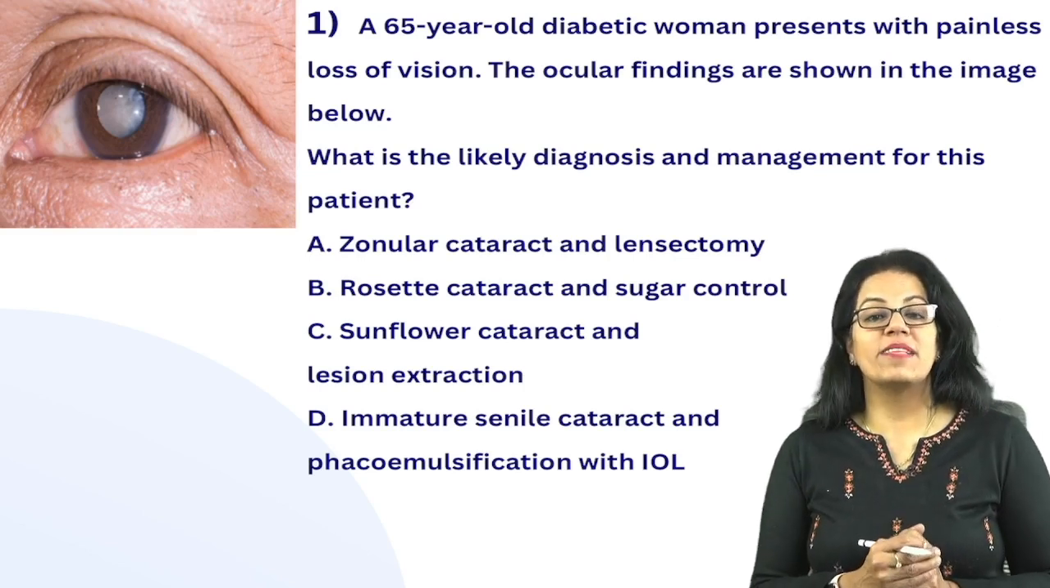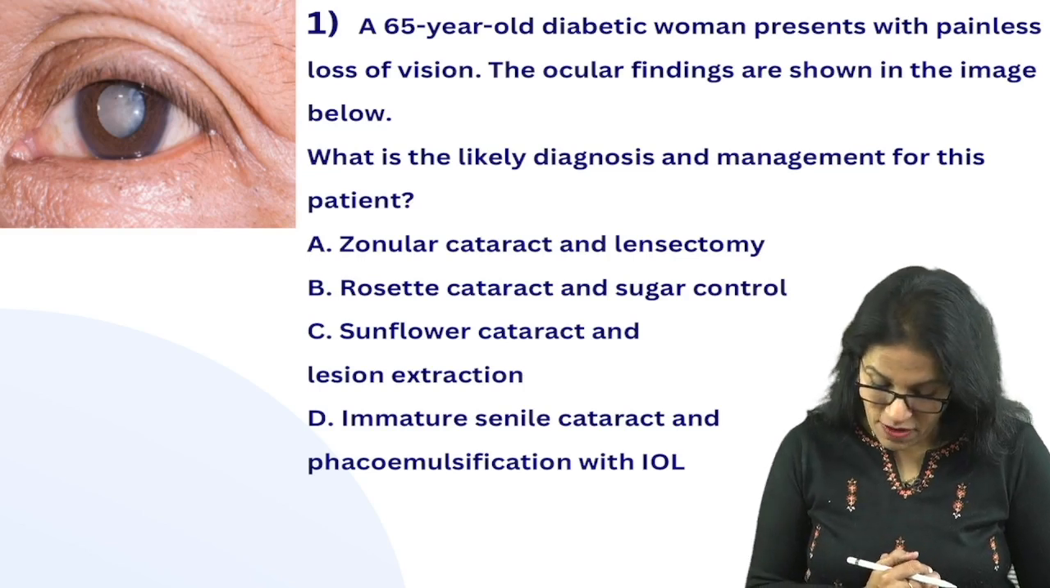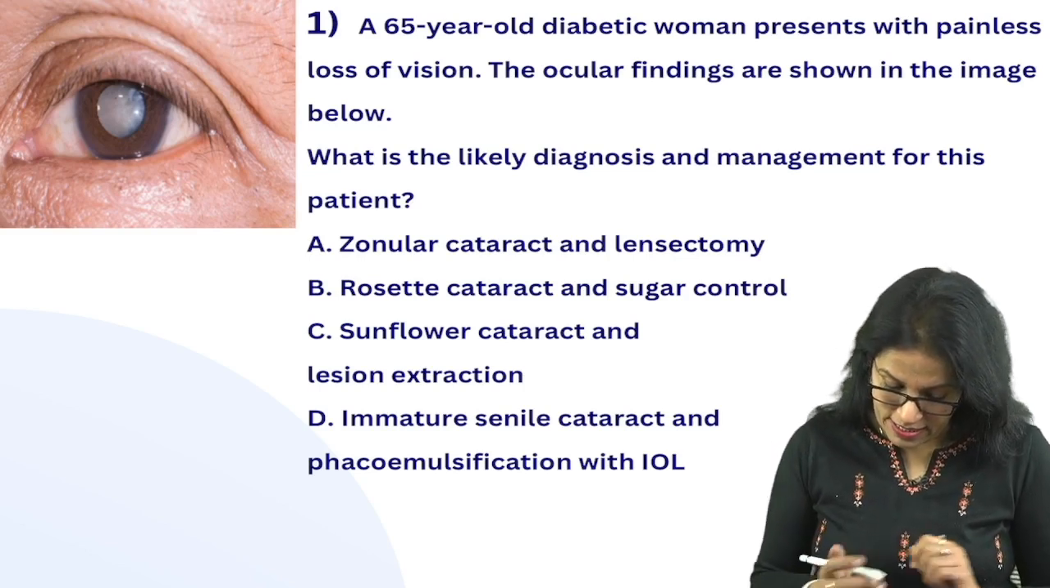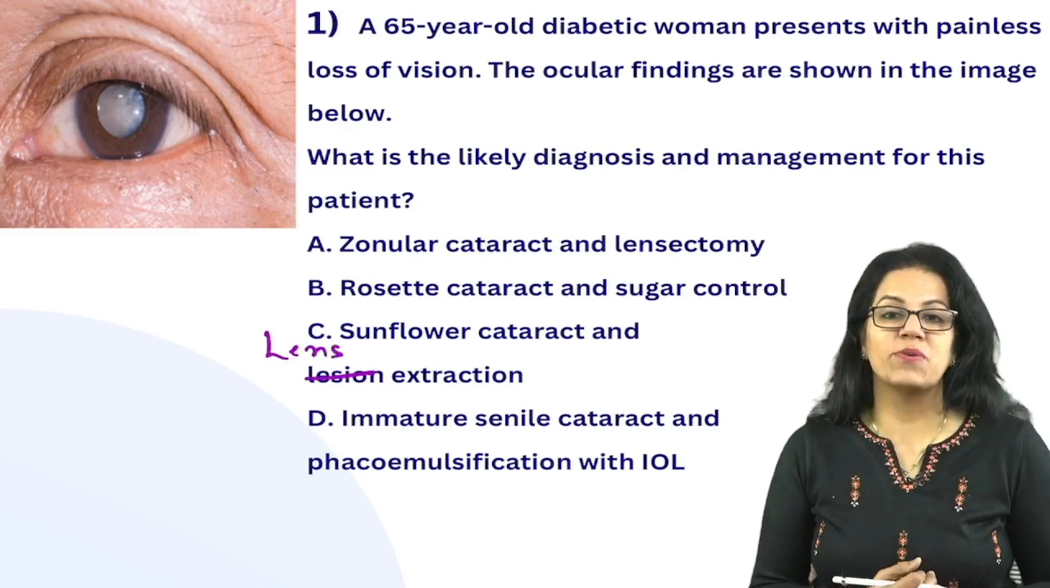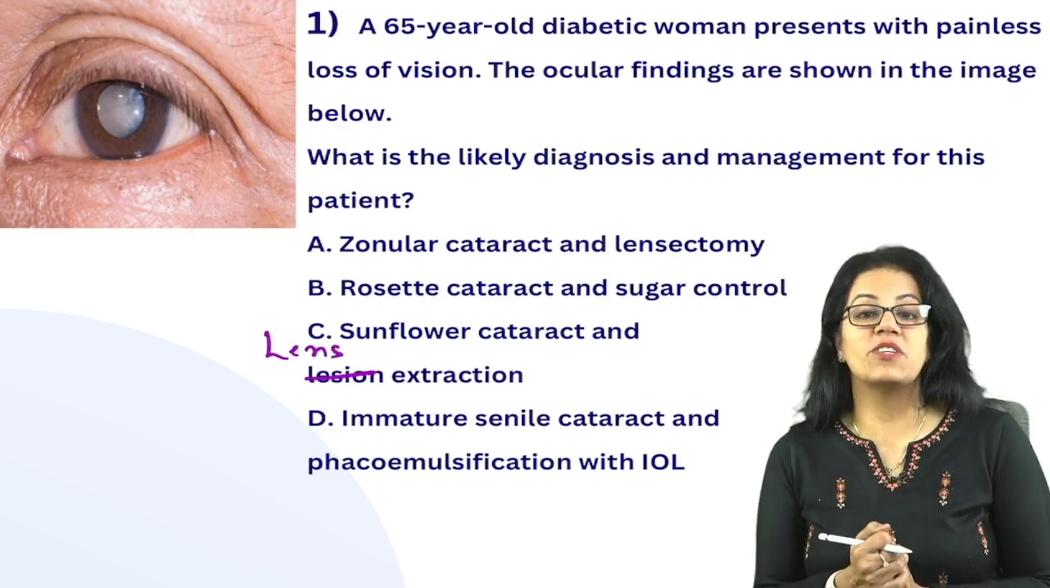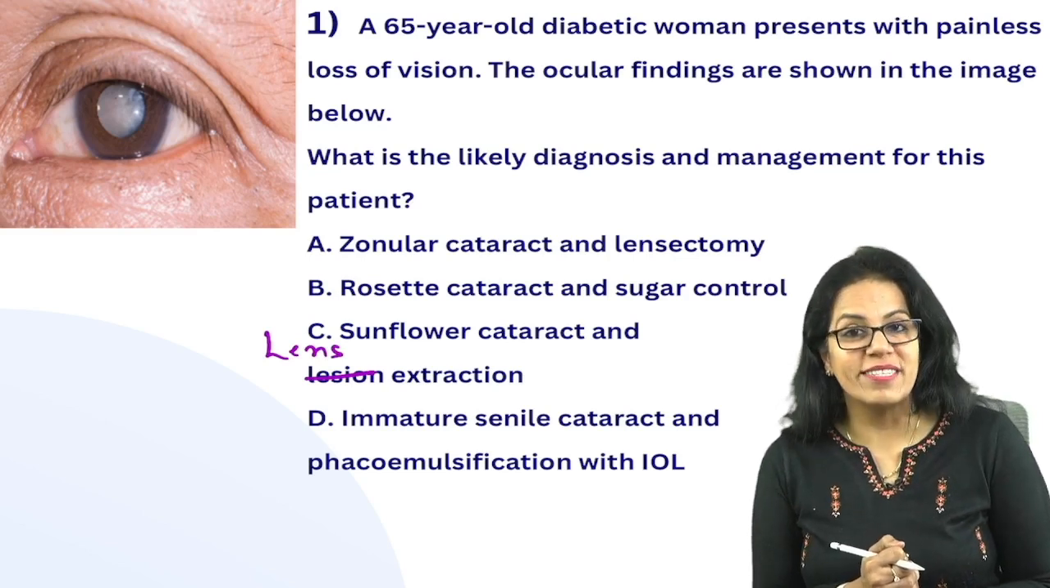Where do you find a rosette-shaped cataract? In blunt trauma. Sunflower cataract and lens extraction, I'm sorry. So sunflower cataract and lens extraction. Of course, this is not a sunflower cataract, which is a feature of chalcosis. Don't forget all these points.